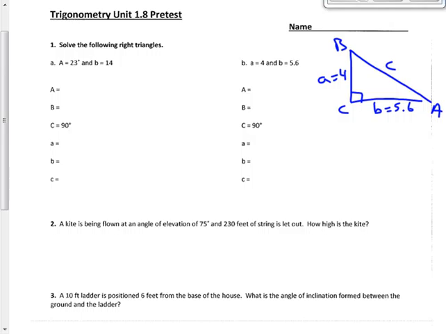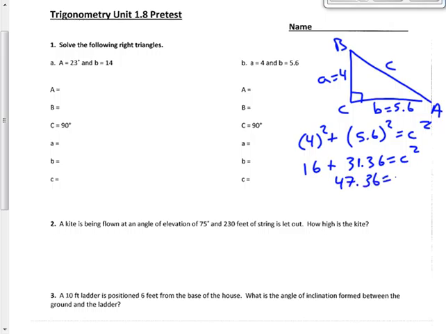I don't really have any other information in here in terms of angles that I really want to use. I could go through and use a trig function to find C, but because they gave me A is equal to 4, I can use the Pythagorean theorem with B equal to 5.6 to get my C squared. So I get 4 squared, which is 16, plus 5.6 squared, which is 31.36. Add those together. Take the square root of both sides, and I can end up with my C value here.